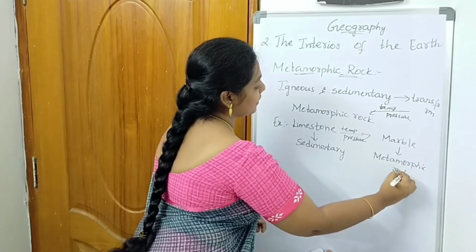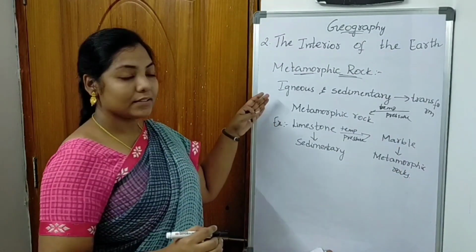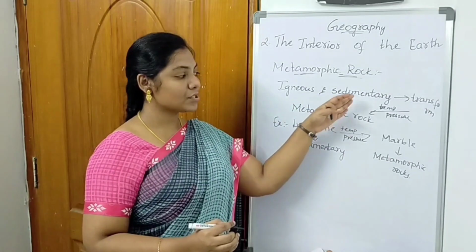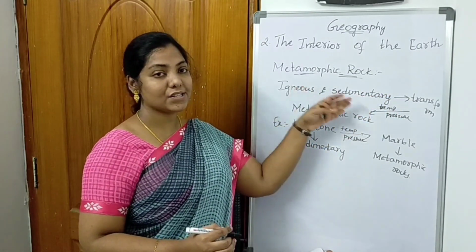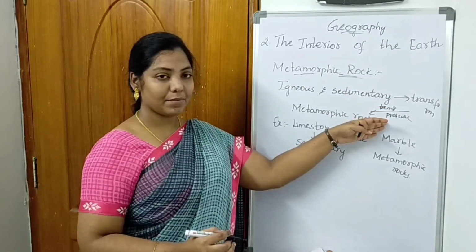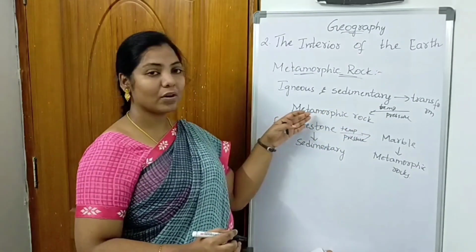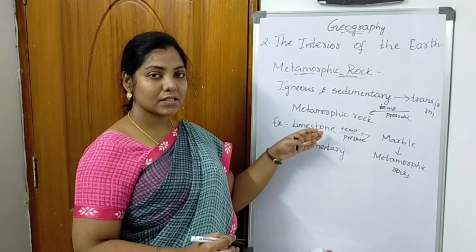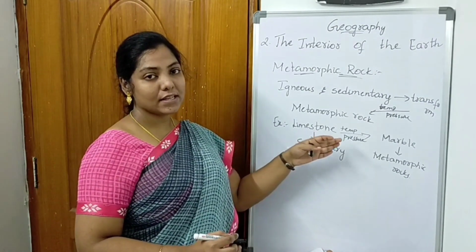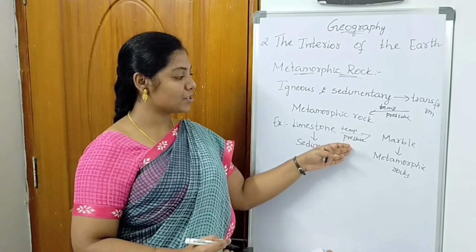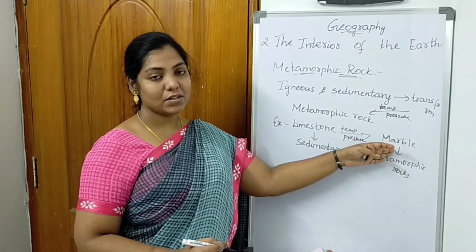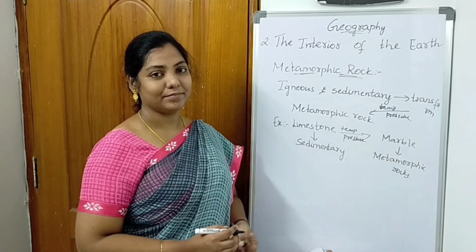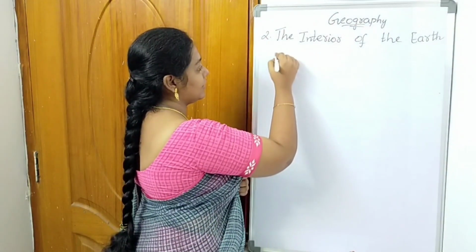I'll explain you once again. Sometimes rocks like igneous rocks and sedimentary rocks transform their nature under temperature and pressure, thus leading to a new rock called metamorphic rock. Example for this, limestone is a sedimentary rock. When it is exposed to intense heat and pressure, it is transformed into marble, which is an example for metamorphic rock. So now let us see minerals.